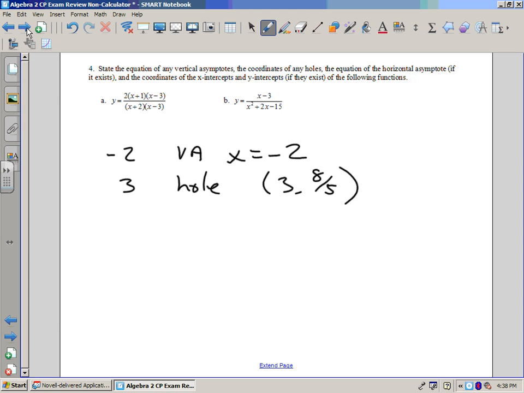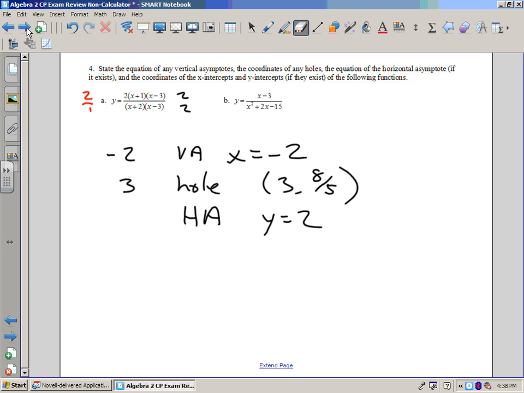The equation of the horizontal asymptote. The numerator has degree 2, the denominator has degree 2, so it's neither top-heavy nor bottom-heavy. The coefficient of the numerator is 2, the coefficient of the denominator is 1, so I have a horizontal asymptote at y equals 2.